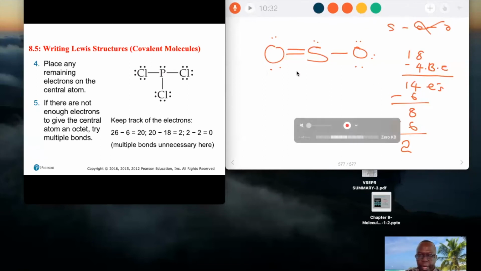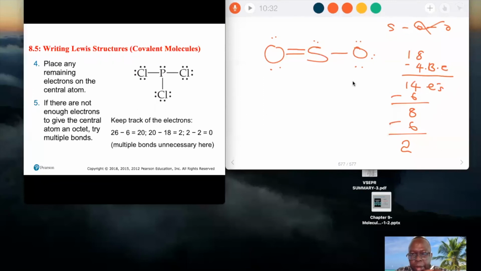If you look at the first oxygen, 1, 2, 3, 4, it satisfies the octet rule. If you look at the central atom, which is now the sulfur, 1, 2, 3, 4, it satisfies the octet rule. And then this one is 1, 2, 3, 4. So in this case, it is necessary to make a double bond.